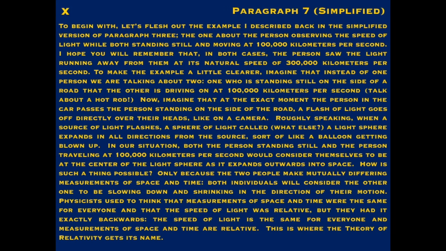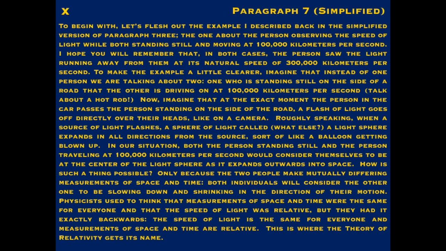Now, imagine that at the exact moment the person in the car passes the person standing on the side of the road, a flash of light goes off directly over their heads, like on a camera. Roughly speaking, when a source of light flashes, a sphere of light called, what else, a light sphere, expands in all directions from the source, sort of like a balloon getting blown up. In our situation, both the person standing still and the person traveling at 100,000 kilometers per second would consider themselves to be at the center of the light sphere as it expands outwards into space.